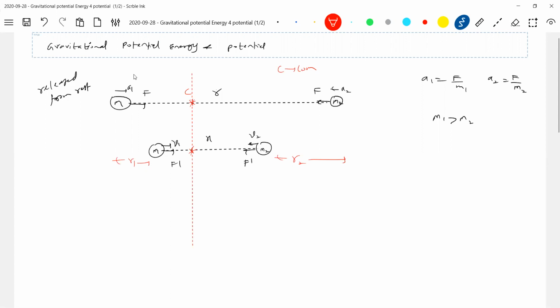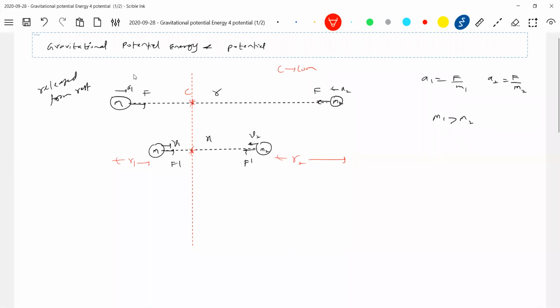Now, from where did this kinetic energy come? What energy has decreased? There is some interaction potential energy, as we call it. The interaction potential energy decreased. The decrease in interaction potential energy got converted into the increase in kinetic energy.